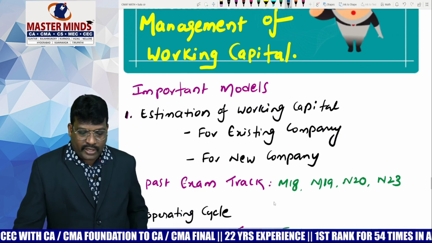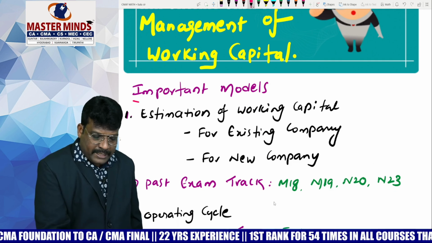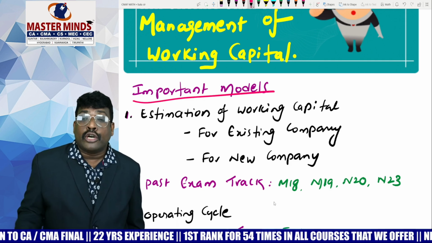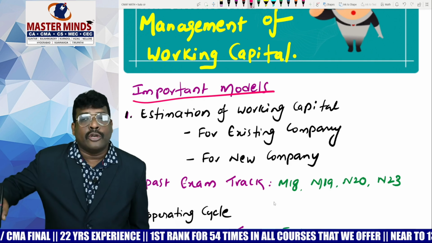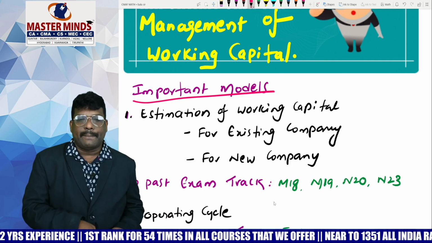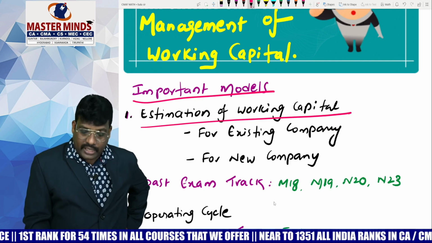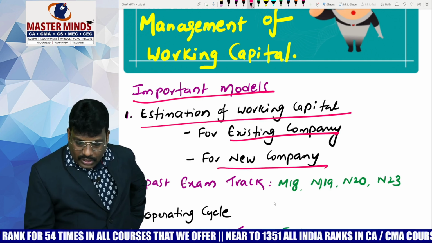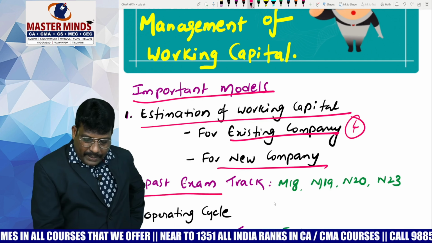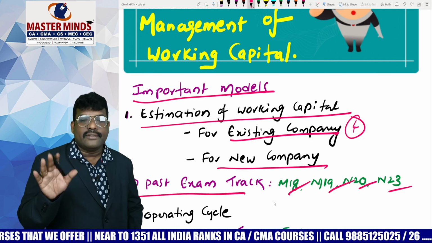And the management of working capital, a very, very, very important chapter, right? Try to understand that the purpose of management of working capital is how much working capital is needed in order to run our business comfortably, in order to produce a given number of units in the coming year. That is the ultimate theme of working capital management. Here, the first model is estimation of working capital for an existing company and for a new company. Two models are there, and approximately 4 to 5 problems are given. Pay attention to this one, because 18, 19, 20, 23 continuously this model was covered.